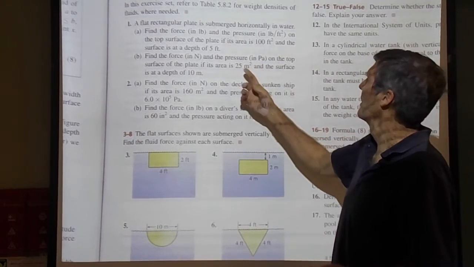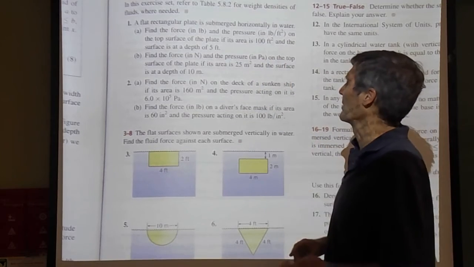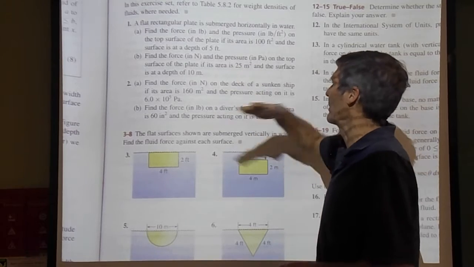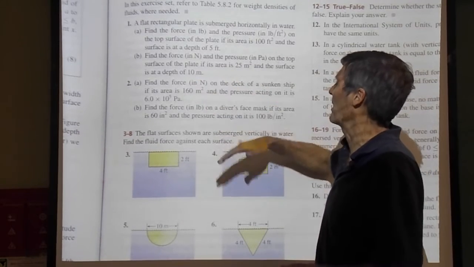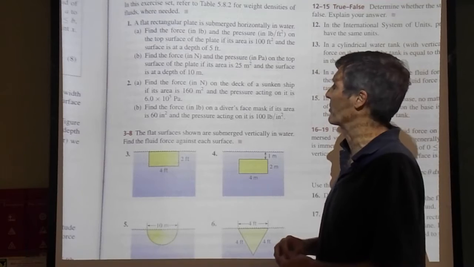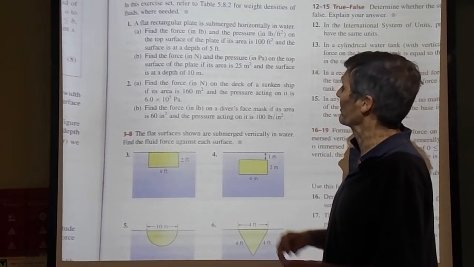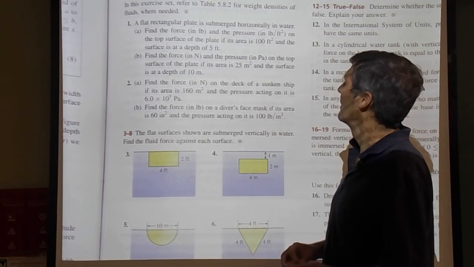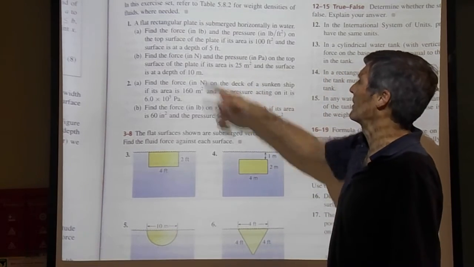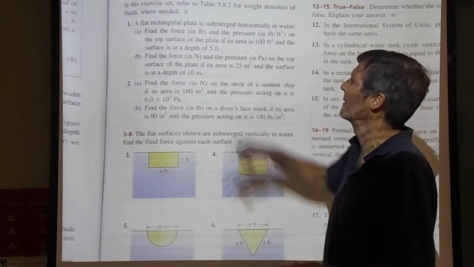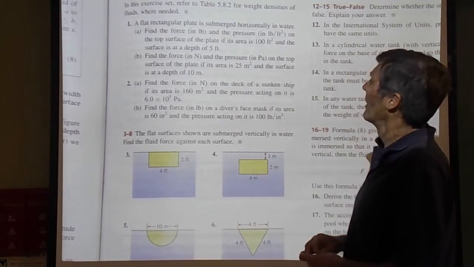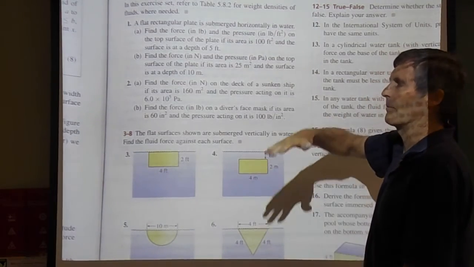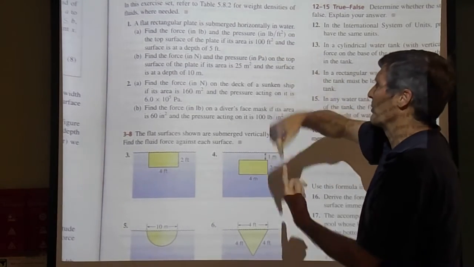Similarly, newtons and pressures in pascals. If the surface area is 25 square meters for a horizontal plate, and it's at a depth of 10 meters, then there's 250 cubic meters of water, multiplied by 9,810 newtons per cubic meter. It's just 250 times 9810, whatever that comes out to be, is the force in newtons on the plate. On the top of the plate and the bottom, because the water below is pushing up and the water above is pushing down.